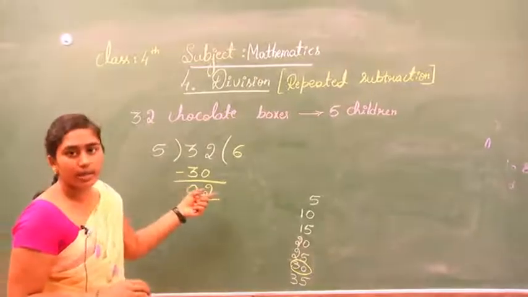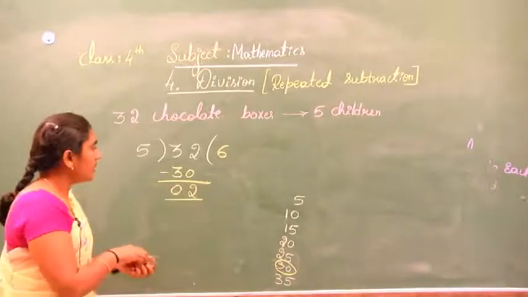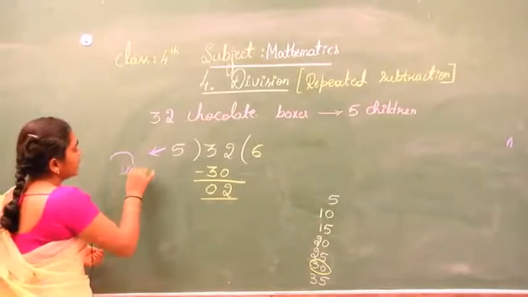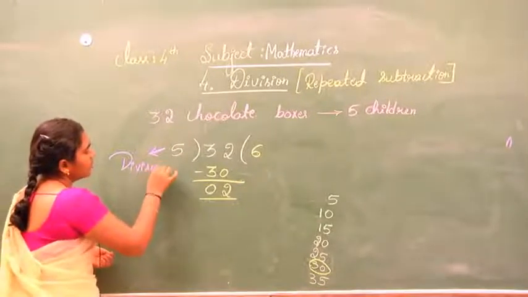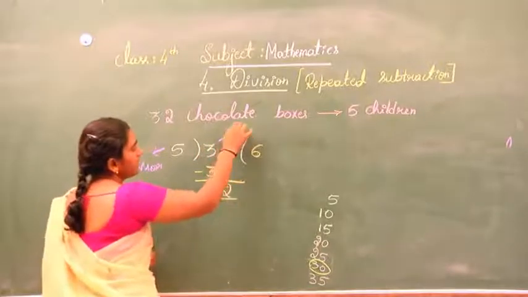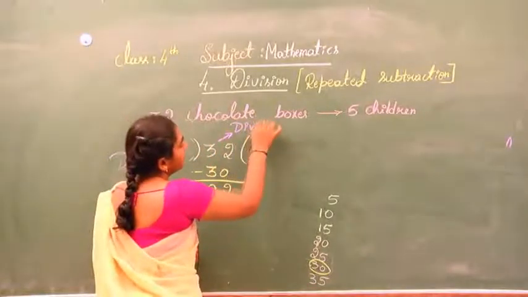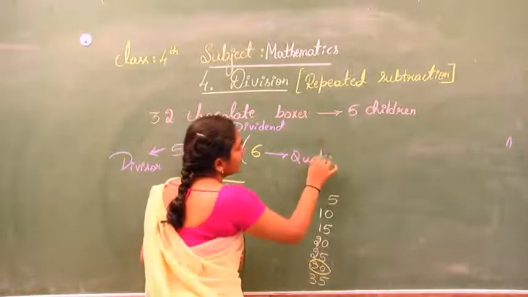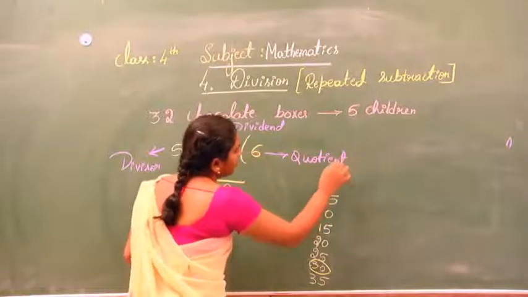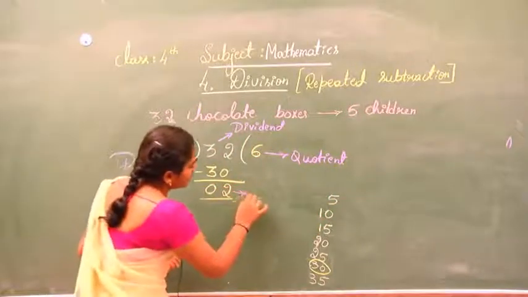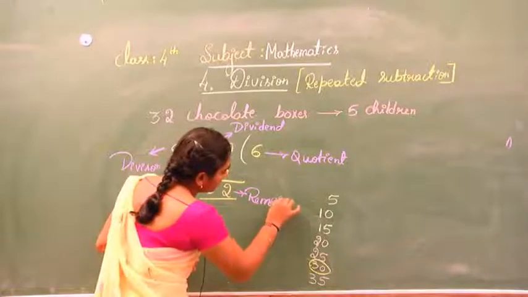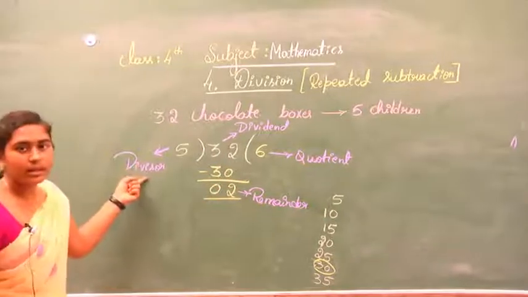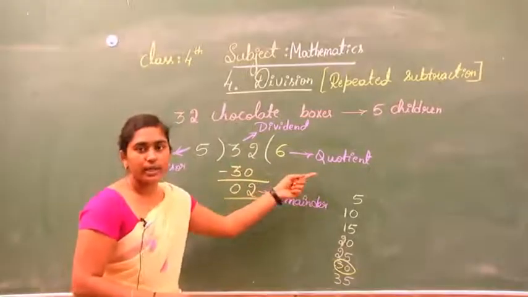Again you cannot divide the number 2. So we'll name it. This number we'll call the divisor. This number we'll call the dividend. This one is the quotient. And what is the number remaining? That is the remainder. Right? These names you already know: divisor, dividend, quotient and remainder.